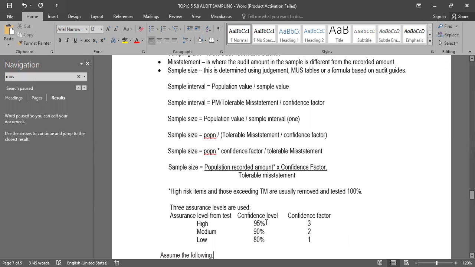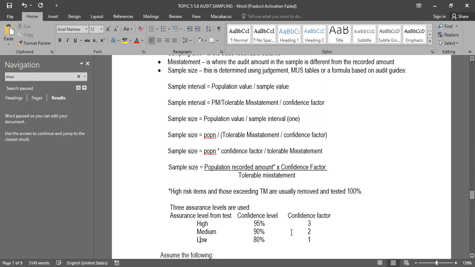Now that's how we capture the sample size. We have the population, but we don't have the confidence level yet. We don't know it, so we're going to assume it. We don't have the tolerable misstatement; we don't know the rate yet, so we're going to assume it. They give us some little information here. They say there are 3 assurance levels: when the assurance level from the test is high, the confidence level is 95% and the confidence factor is 3, and so on. So that is okay.